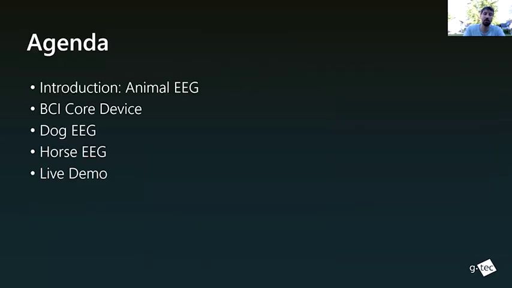I will start with a short introduction about animal EEG in general, with a focus on dog and horse EEG. I will explain our device that we will be using for our measurements, the BCI Core, and then I will follow with the dog EEG experiments and the horse EEG experiments that we did, with some results. And in the end, you will see a live demo with EEG measurement on Remy.